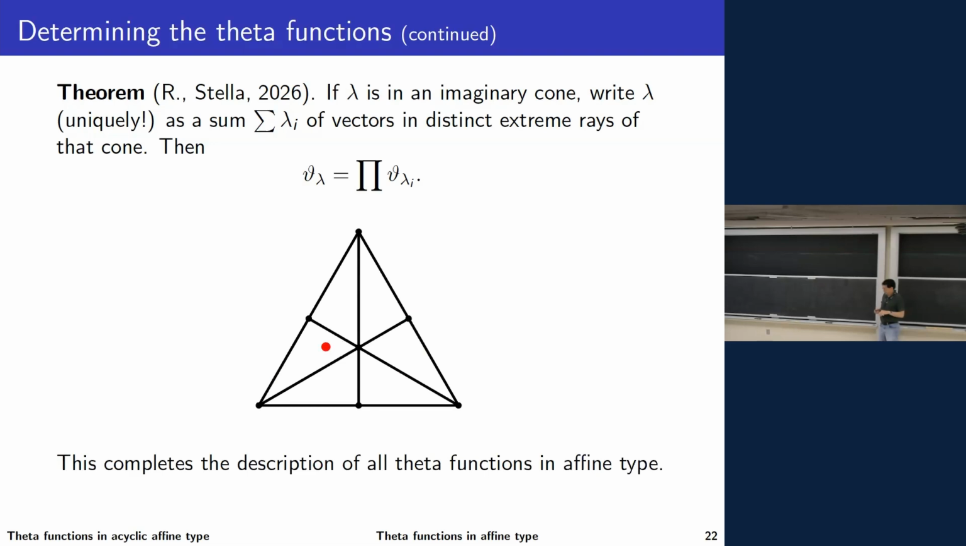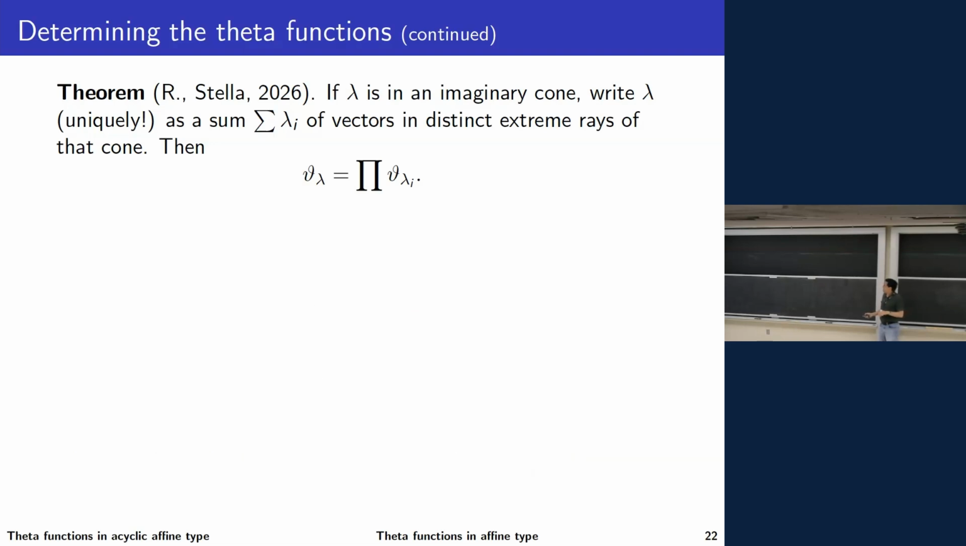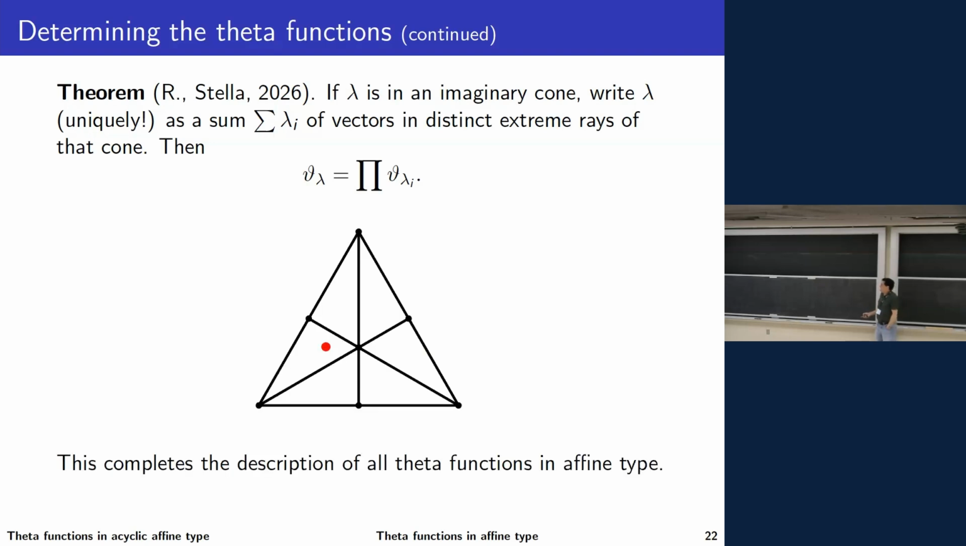So maybe a different way that I could have written this, it could have looked like a linear combination of shortest things, but I'm not assuming these lambda i are shortest things in their rays. They're just whatever multiple of that shortest thing. And so I need to know that theta function. I can get it because I know that theta function, that theta function, and that theta function, and that completes the description. So now we know all theta functions of affine type. Questions? So one more thing I want to say, but it's a good place to pause.